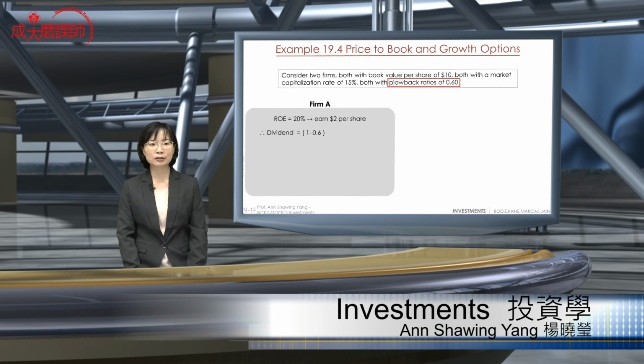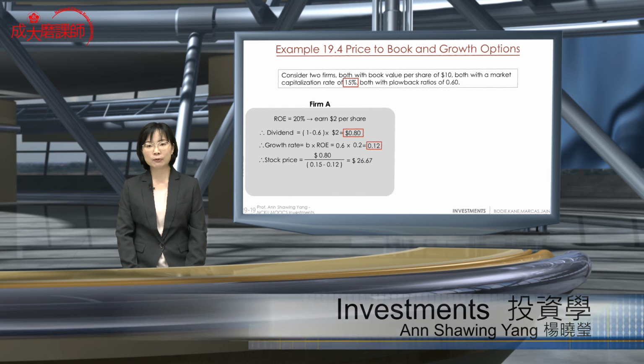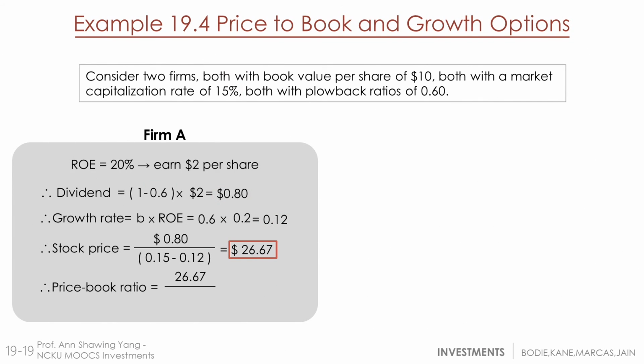Let's take a look at one example. We have two firms, one with a book value per share of 10, both with a market capitalization rate of 15% and a plowback ratio of 0.6. Now, what is a plowback ratio? Plowback ratio is the percentage of retained earnings the firm keeps for other purposes. In the retained earnings, the firm must pay the shareholder equity, the dividend, and the additional investment projects. That's what the plowback ratio is, and in general it's usually 60%, or 0.6.